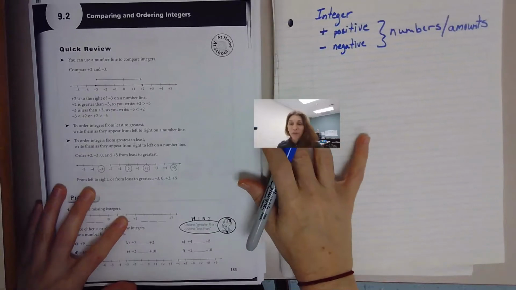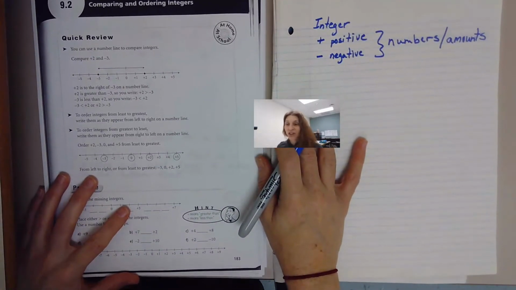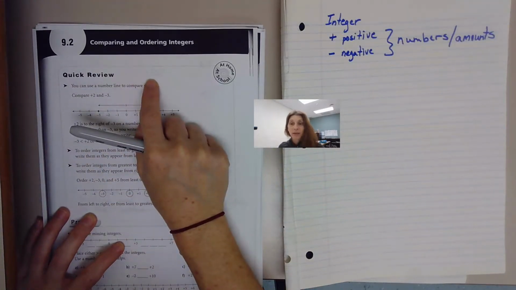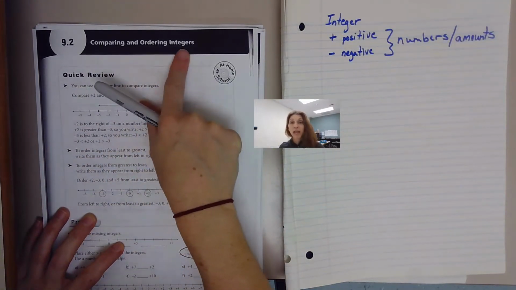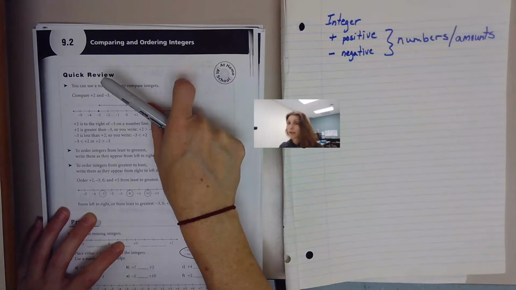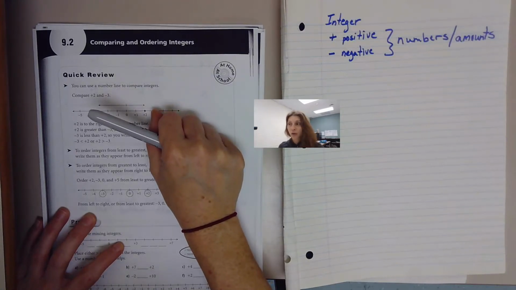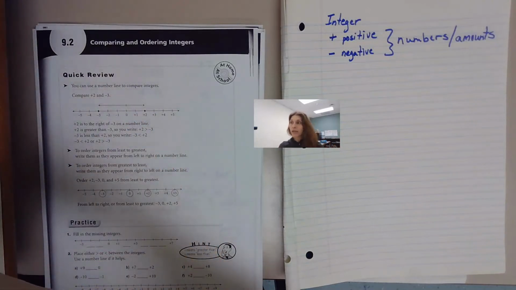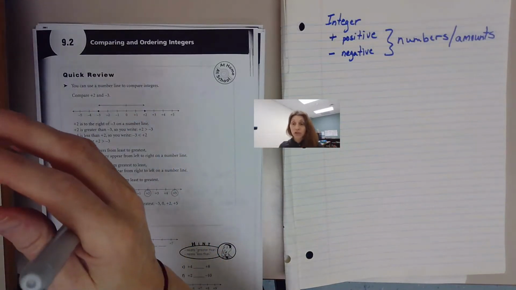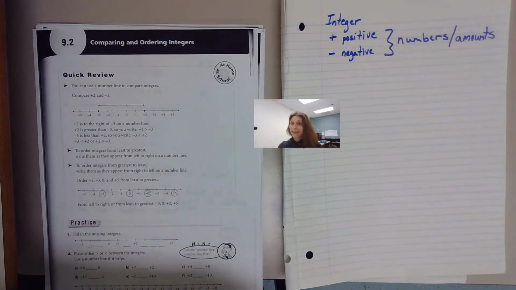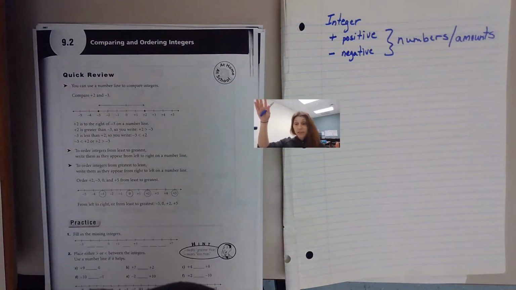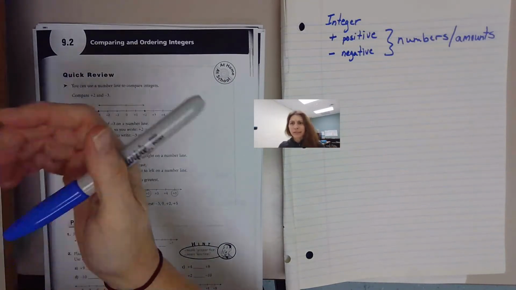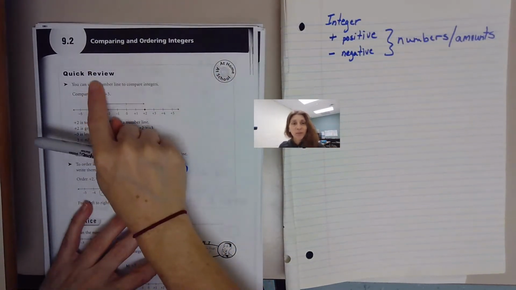Hi guys. Okay, we're going to continue on with our lessons on integers. We're on lesson 9.2 in our Math Makes Sense workbook, comparing and ordering integers. So making sure that we can understand which integer is larger than the other integer, and also being able to take multiple integers and put them in order, either in ascending, increasing order, or descending, decreasing order. Okay, so quick review.